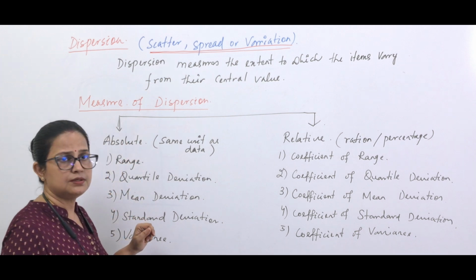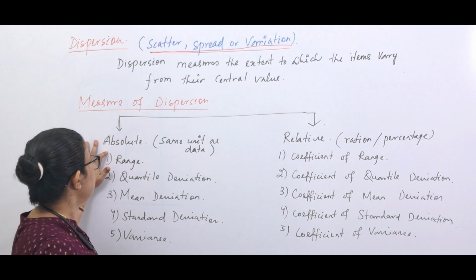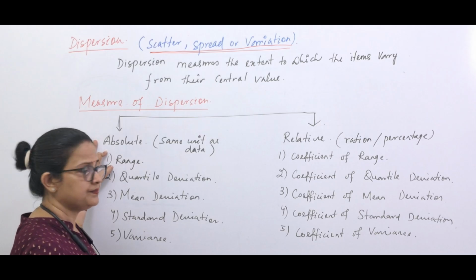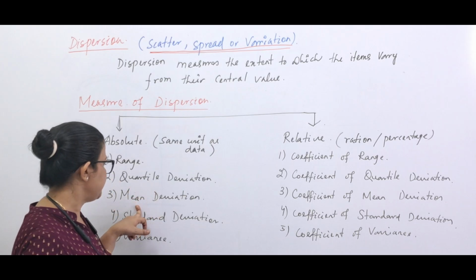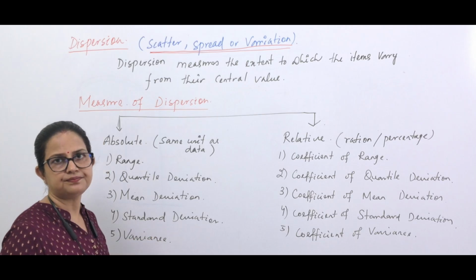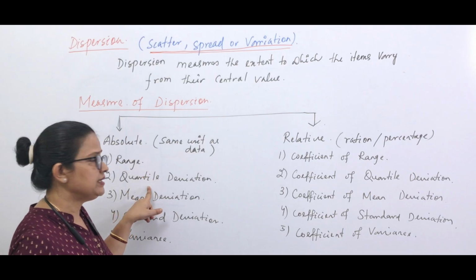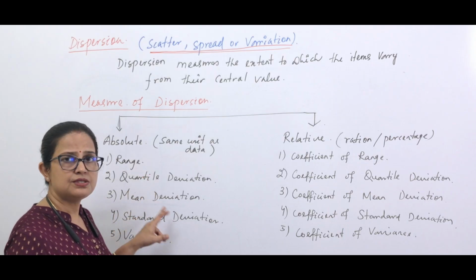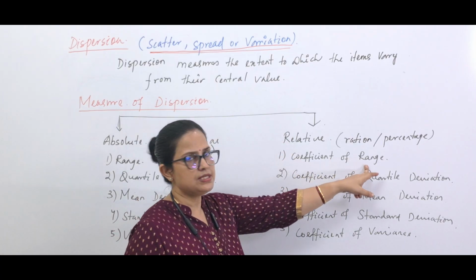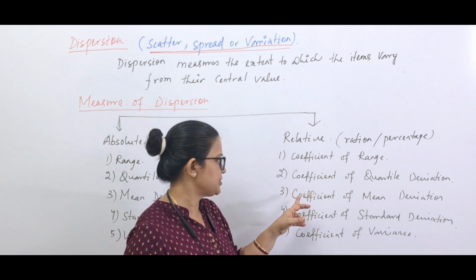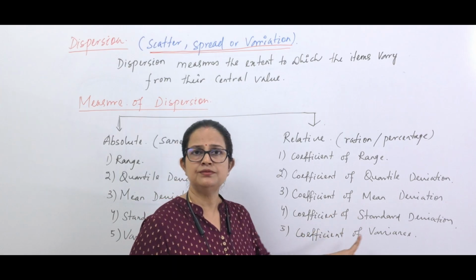So what are the absolute measures? The measures of dispersion are range, then quartile deviation, mean deviation, standard deviation, and variance. In case of relative measures, we take the coefficient of range, coefficient of quartile deviation, coefficient of mean deviation, coefficient of standard deviation, and coefficient of variance.